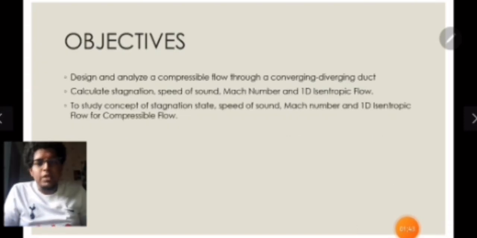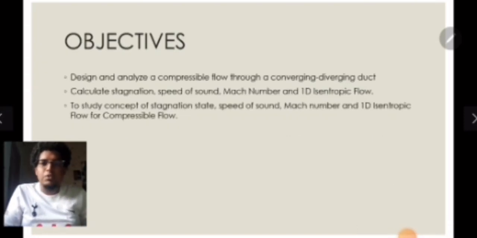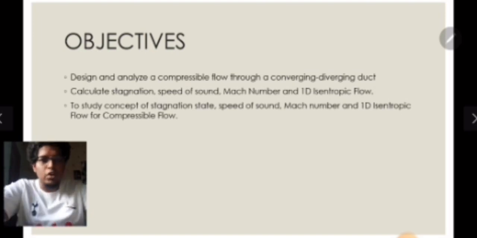Now I would like to explain the objectives that we had before starting this project. The first objective is to design and analyze a compressible flow through a converging diverging duct, as I have mentioned before. The second objective is to calculate the stagnation state, speed of sound, Mach number, and also the one-dimensional isentropic flow. And the third objective is to study the concept of stagnation state, speed of sound, Mach number, and also the one-dimensional isentropic flow for a compressible flow. Moving on.